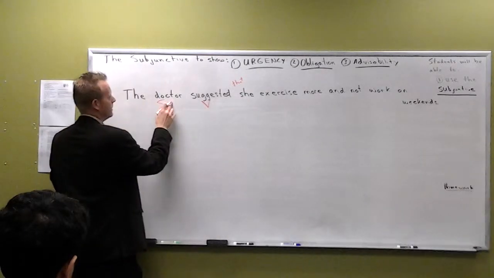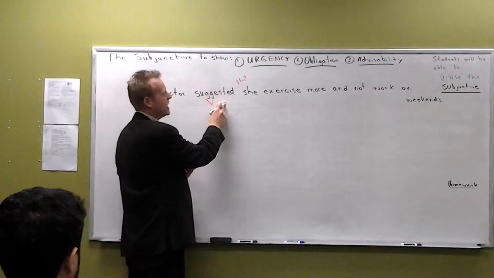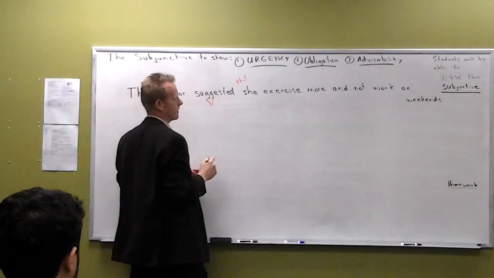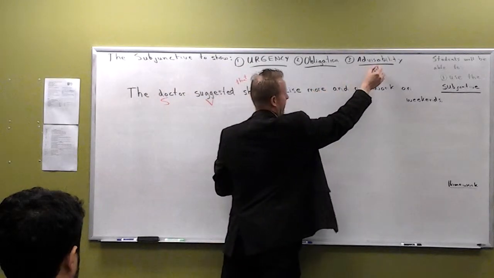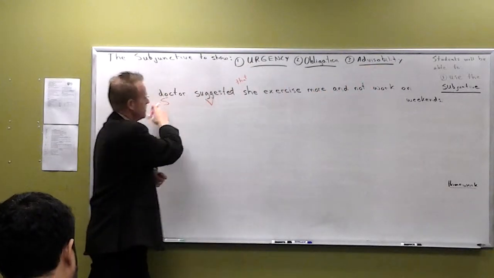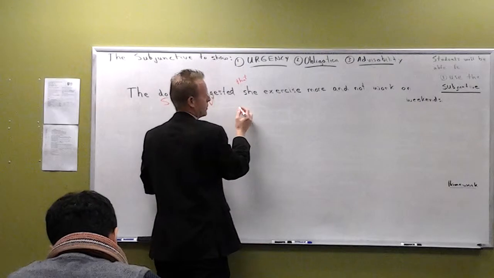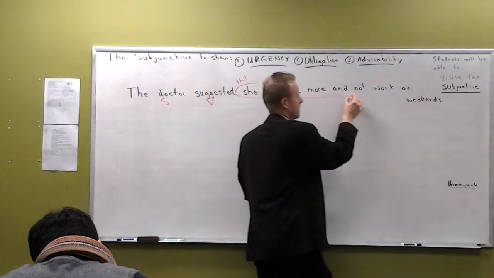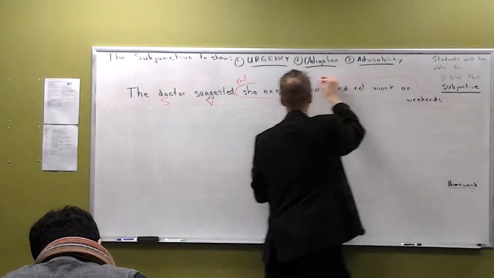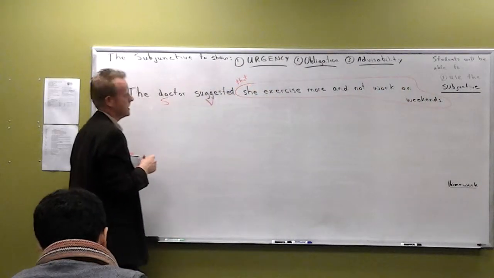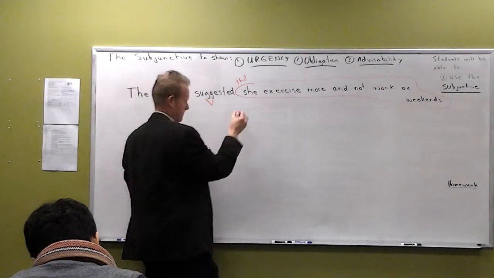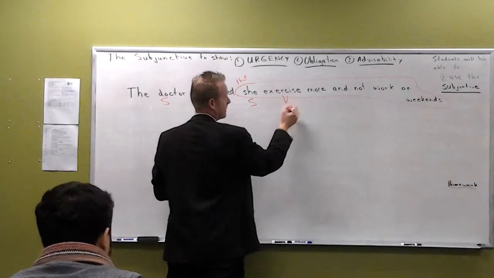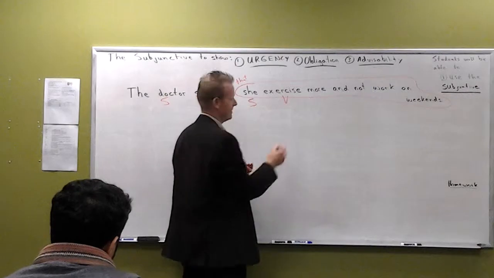Alright, the doctor suggested, which one is it? She. Advisability. It's right here. Okay? The doctor suggested, where's my noun clause? She exercised. Good. Now where's my subject of my noun clause? She. Where's my verb? Exercise. What form is it? It's in the base form, isn't it?